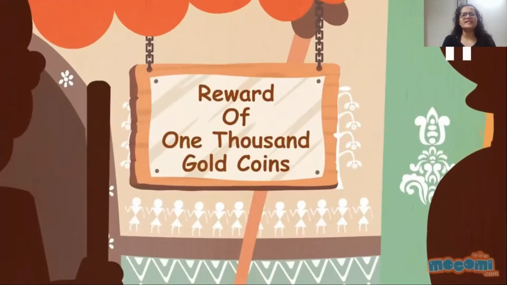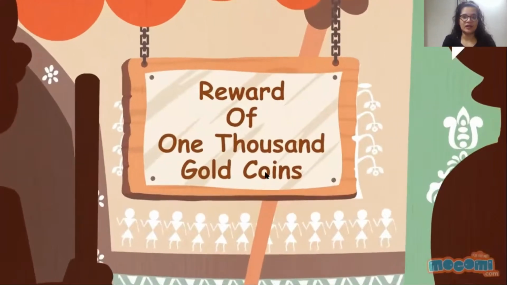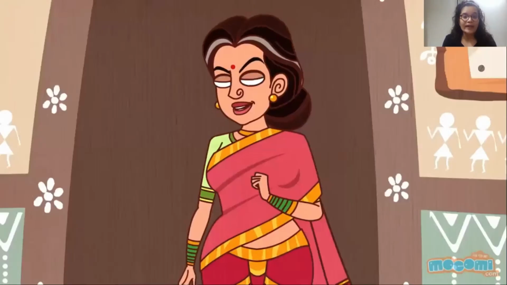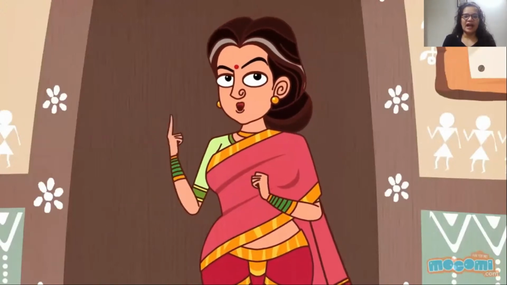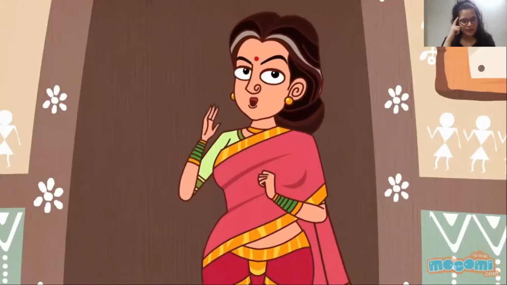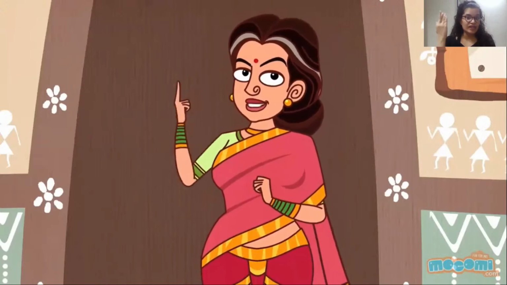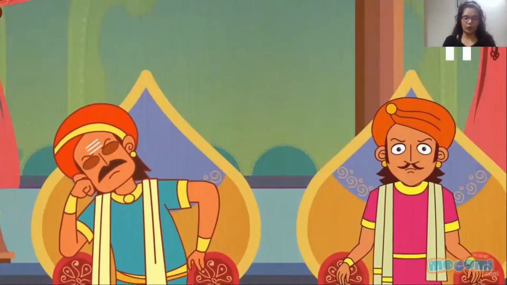So one day, she decided to hang a board outside her house, and the board read, "Reward of 1,000 gold coins." Now, people will get excited. Oh my God, 1,000 gold coins! So she came out and she said, "Whoever has the power to defeat me in my wit and in literature, I will reward that person with 1,000 gold coins."